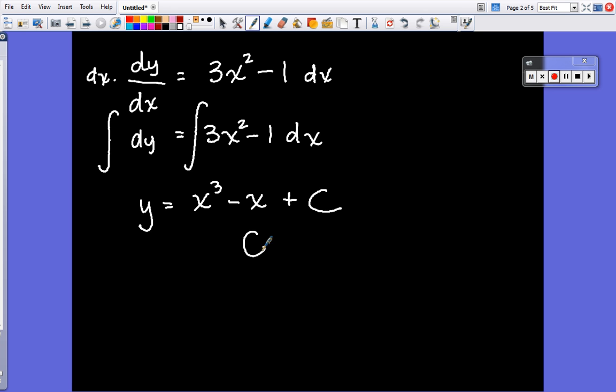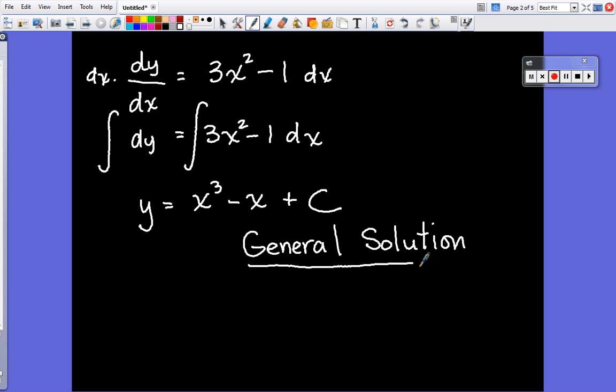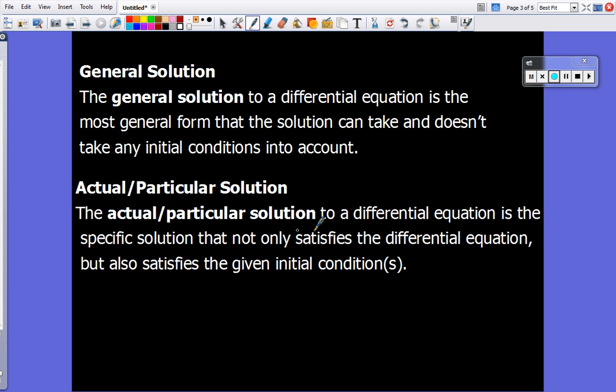This is known specifically as a general solution. And you'll see on the next slide the difference between a general solution and a particular solution, and how we would find a particular solution. So this is a general solution for this differential equation. So now let's look at what the difference is between a general solution and a particular solution.